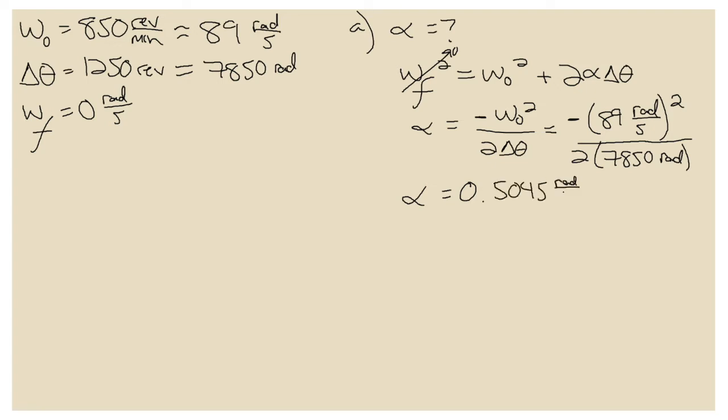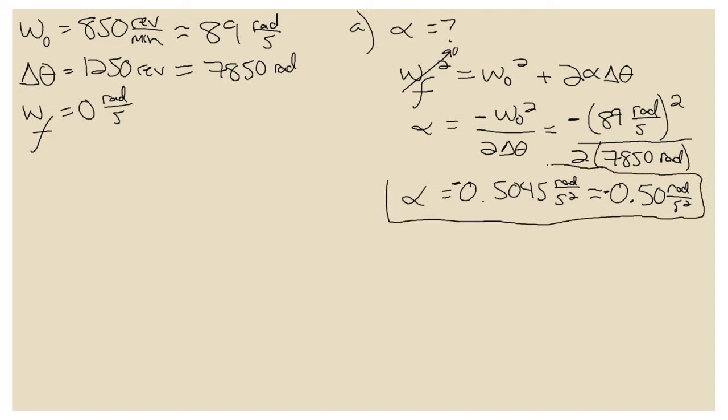you end up getting an angular acceleration of 0.5045 radians per second squared, which to 2 significant figures, because the omega naught is given to two significant figures, comes out to 0.50 radians per second squared. And of course, notice here, that should be negative from the negative sign out there in front of the omega naught. So we have a negative angular acceleration, and that should make sense, because in order to slow down an object in linear motion, you need an acceleration that acts opposite the direction of its linear velocity.